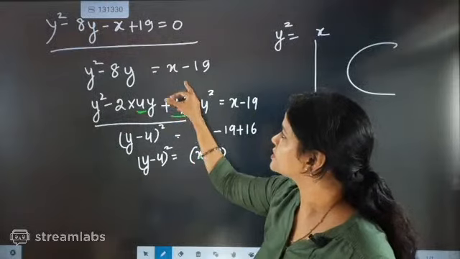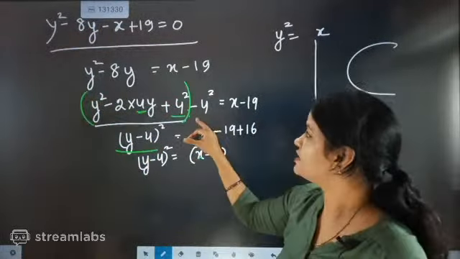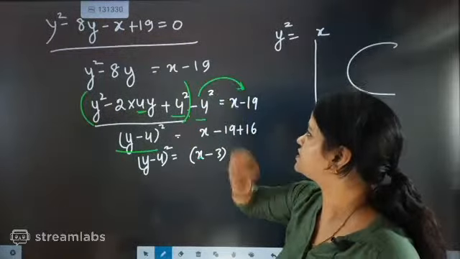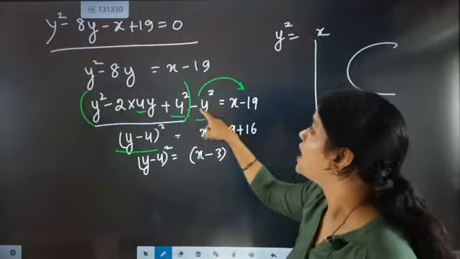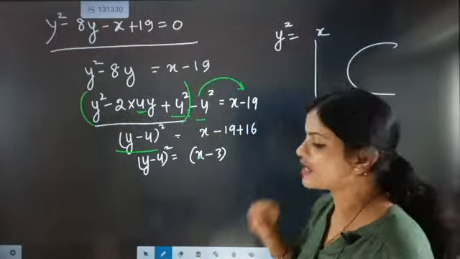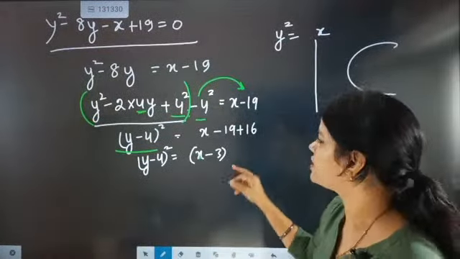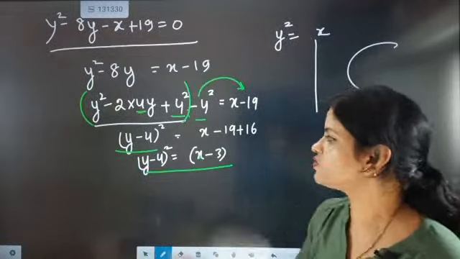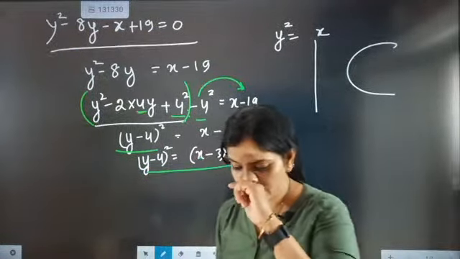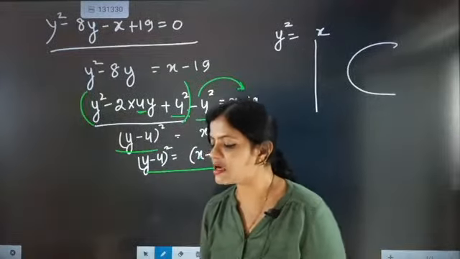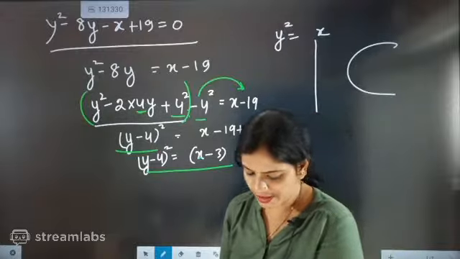Now this complete section made it y minus 4 whole square. Then this minus 4 square I shifted to this side. When I shifted that, it is x minus 19, and minus 16 shifted to this side becomes plus 16. Now it is coming as y minus 4 whole square equal to x minus 3. Isn't it coming in the standard format now? Come on, quickly tell me.